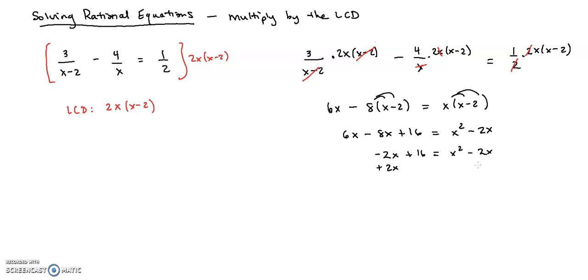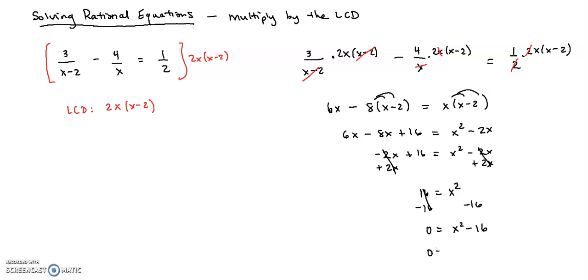So I'm going to add 2x to both sides. That's going to cancel there. And it's also going to cancel here. So my x term is gone. And then I'm going to move 16 to the other side as well. I've got 0 equals x squared minus 16.